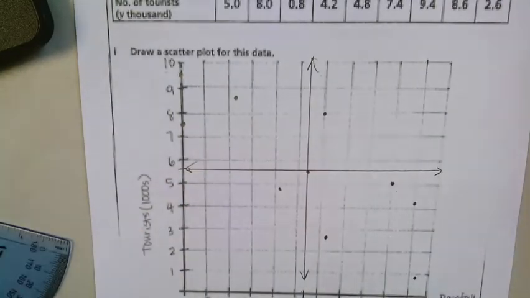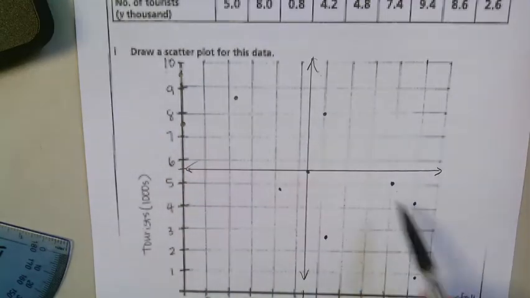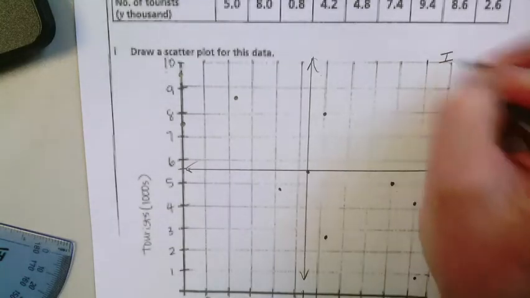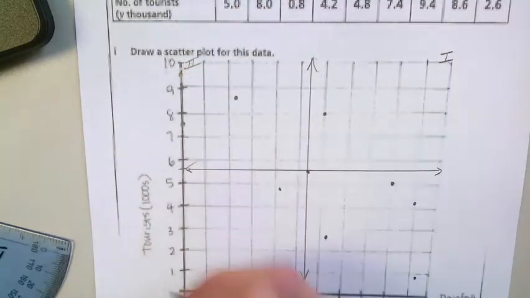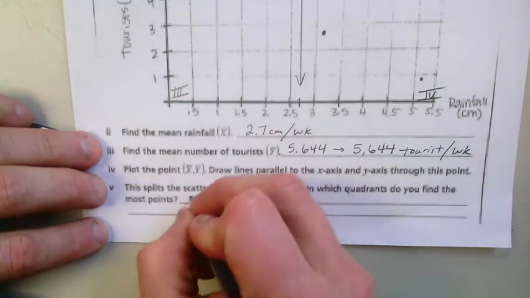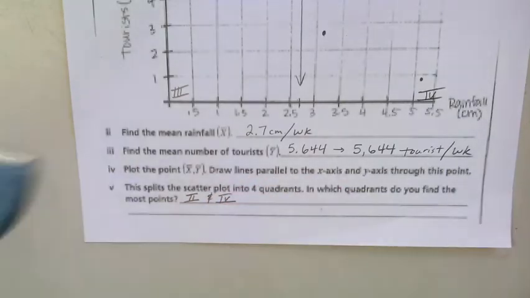Now, as I look at this, most of the points, we have 3 up here in this quadrant, and we have 5 down here in this quadrant. So if you remember, the quadrants are labeled 1, 2, 3, and 4. Okay? So my answer for number 5, in which quadrants do you find the most points? I'm going to say in quadrants 2 and 4. Okay, that's where we find the most points there.